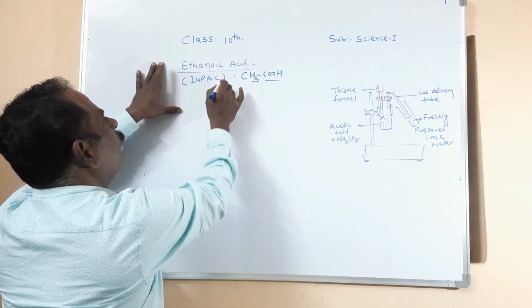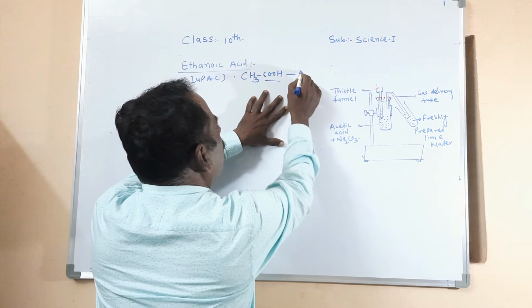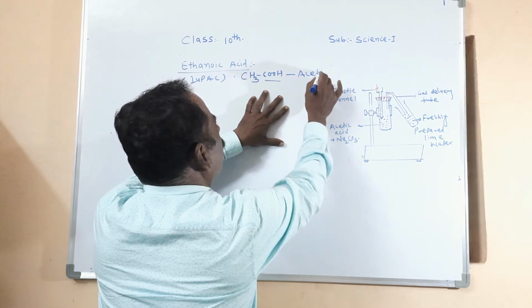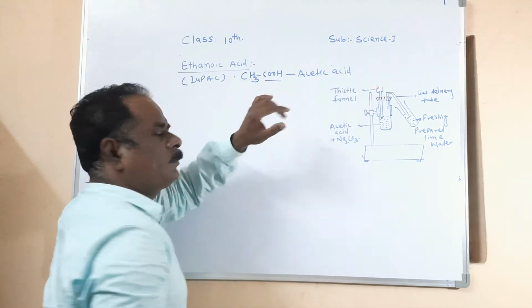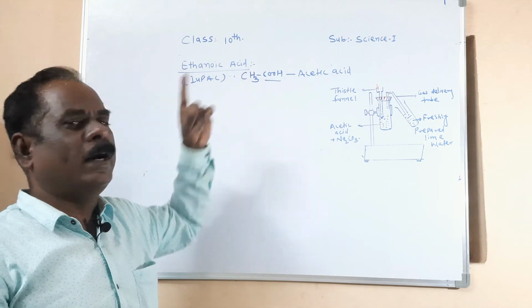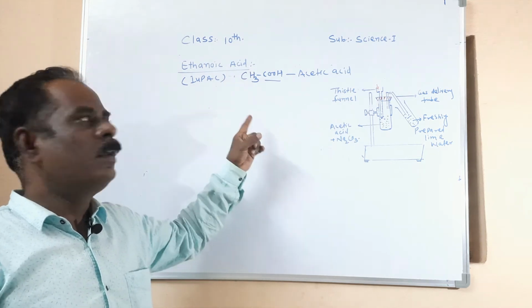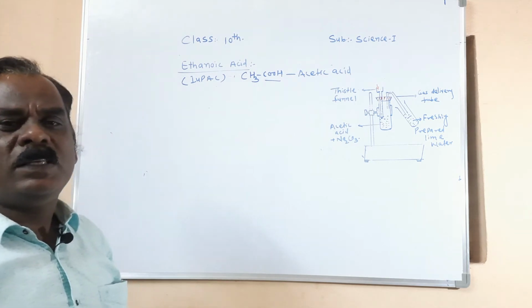Commonly, CH3COOH is called acetic acid. The common name of ethanoic acid is acetic acid, and the IUPAC name is ethanoic acid because it contains 2 carbon atoms. The parent name is ethane, E is replaced by OIC acid, and we get the IUPAC name.